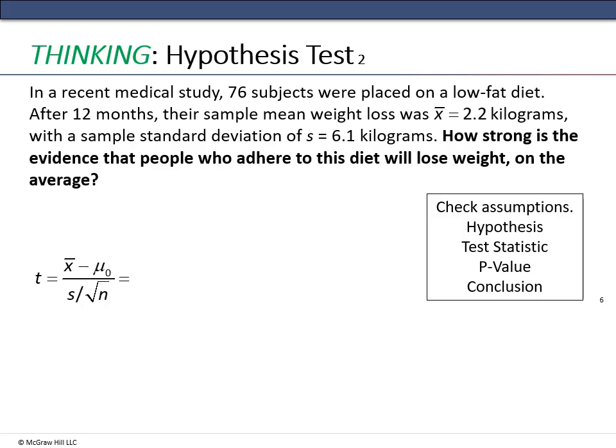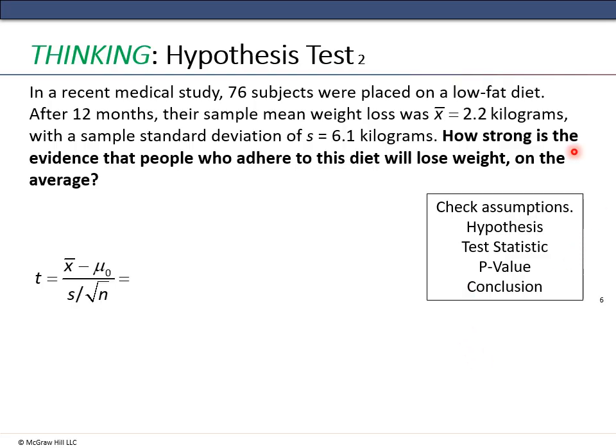So let's try a problem here. In a recent study, 76 subjects were placed on a low-fat diet. After 12 months, their sample mean weight loss was x bar equals 2.2 kilograms, with a sample standard deviation of 6.1 kilograms. How strong is the evidence that people who adhere to this diet will lose weight on average?